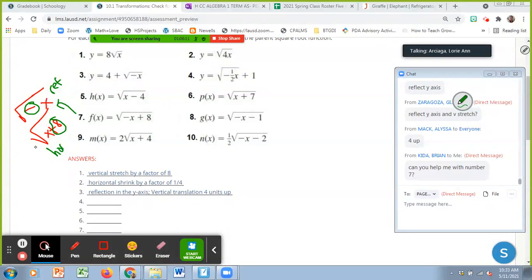Sometimes it helps if you break it down into two different problems. So number 7 will be a combination of a reflection and a horizontal translation. But I want you to figure out the direction. If it's horizontal, you're going to go to the opposite direction.